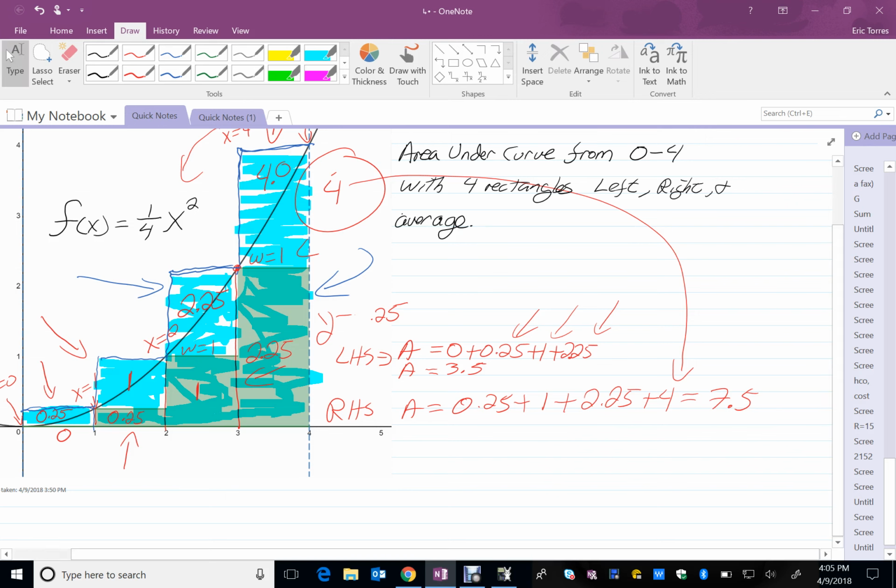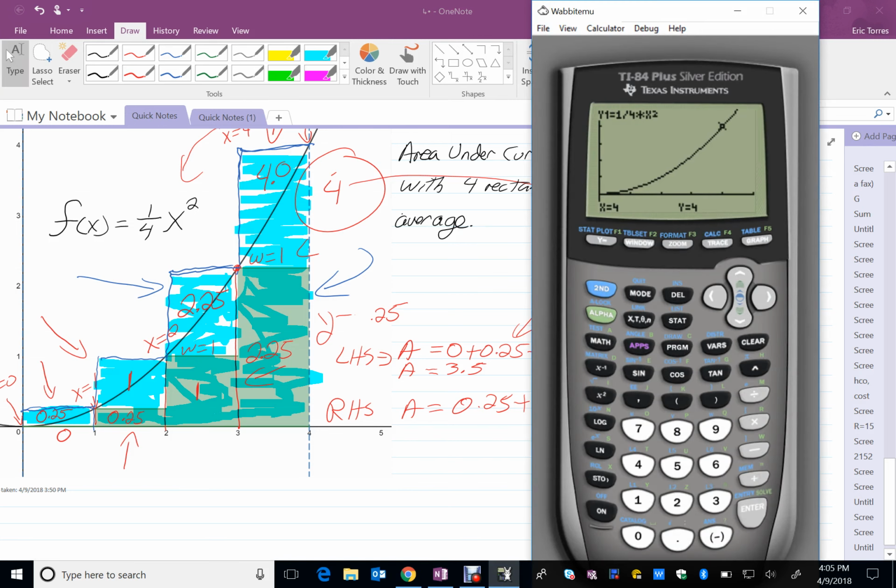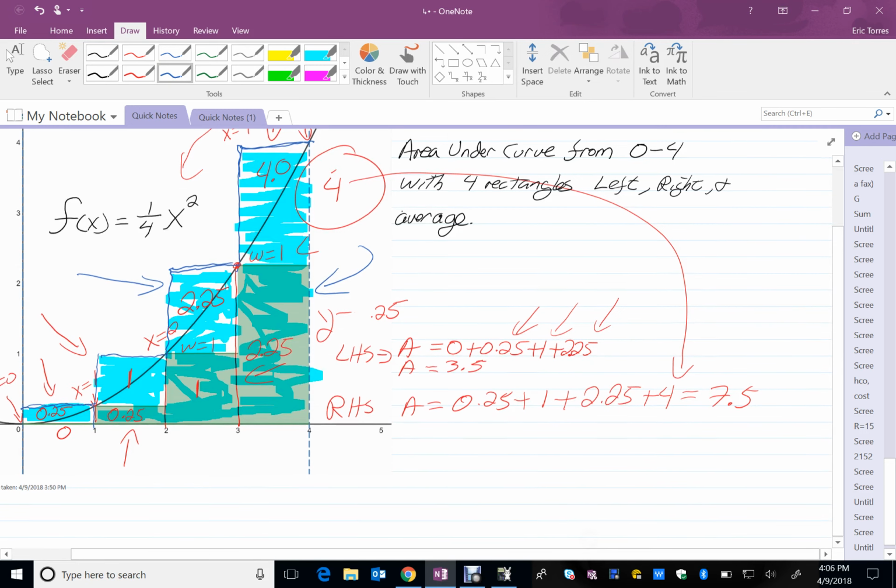So when I look at the average of the two, 3.5 plus 7.5 divided by 2 equals 5.5. I end up with an average. Average of the two areas, 5.5, and I guarantee you that is a very accurate estimate of the area under the curve.